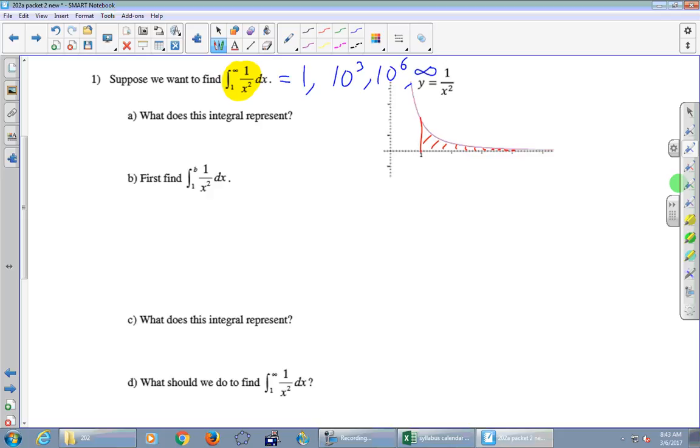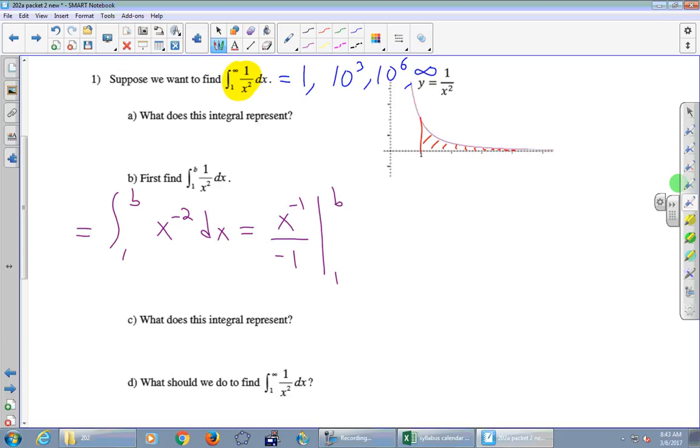All right, let's take a look. Part B says first we're going to find the integral from 1 to b of 1 over x squared. B is going to be just some generic finite number. Let's find this thing right here. Integral 1 to b. This is really x to the negative 2 dx. And then this is our power rule. Add 1 to the power and divide by the new power. X to the negative 1 over negative 1 evaluated from 1 to b.